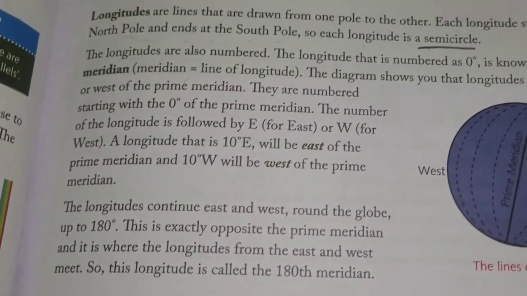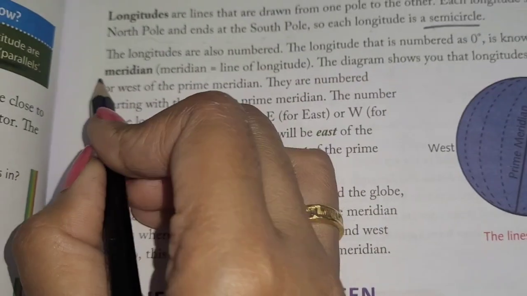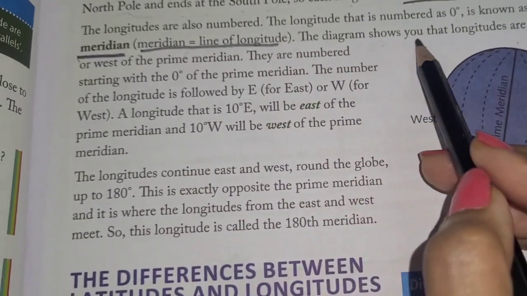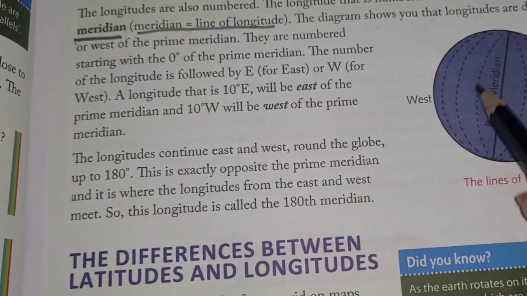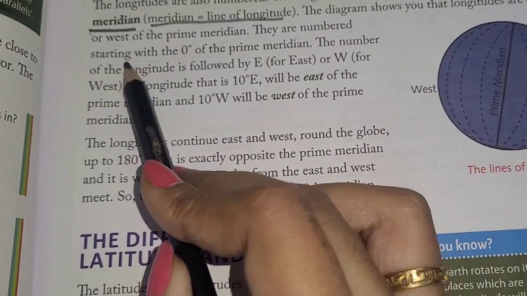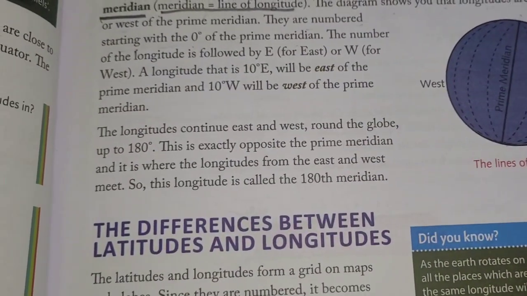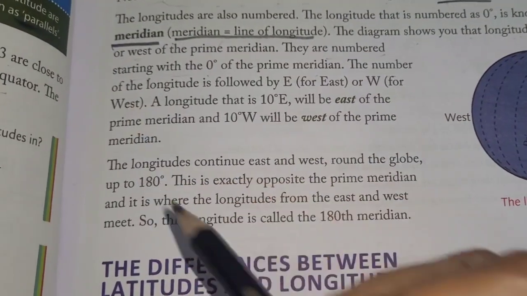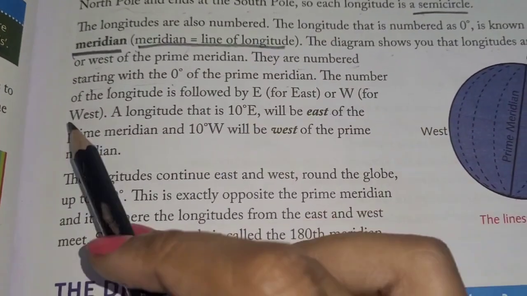The longitude that is numbered as 0 degree is known as the prime meridian. যেটা 0 ডিগ্রি আছে সেটাকে প্রাইম মেরিডিয়ান বলা হয়। মেরিডিয়ান মানে হচ্ছে লাইন অফ লংগিটিউড. The diagram shows you that longitudes are drawn east and west of the prime meridian. They are numbered starting with 0 degree at the prime meridian. The number of the longitude is followed by E for east or W for west.